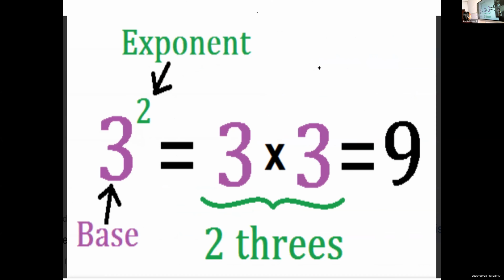See, here you can see 3 raised to 2. 3 is the base, 2 is the exponent. 3 raised to 2, we are multiplying 3 twice. 3 into 3 equal to 9. So 3 square, 2 is exponent and 3 is the base.